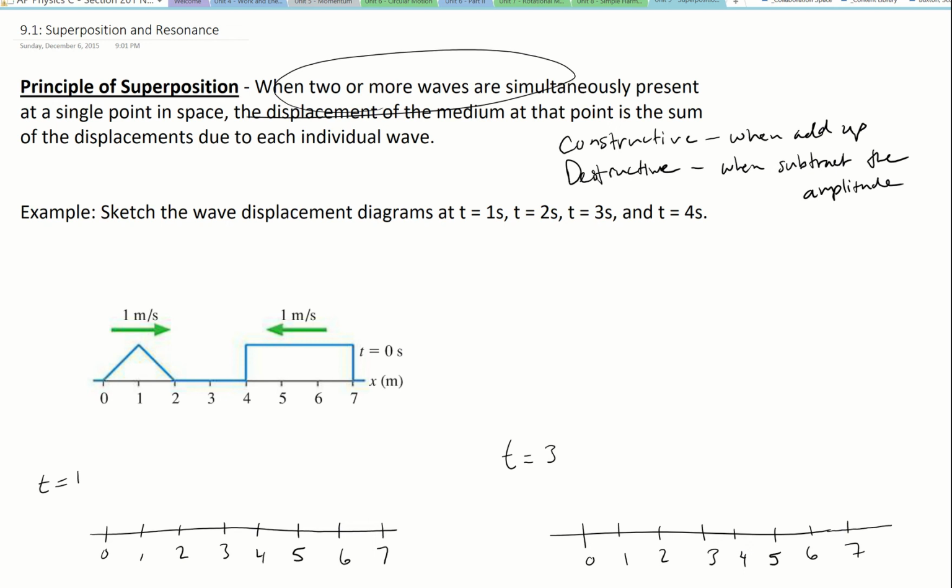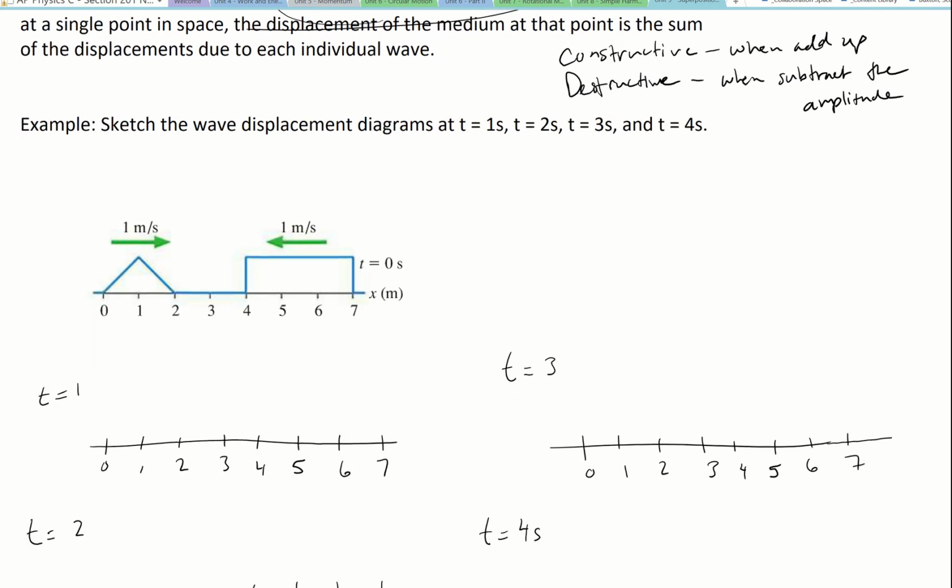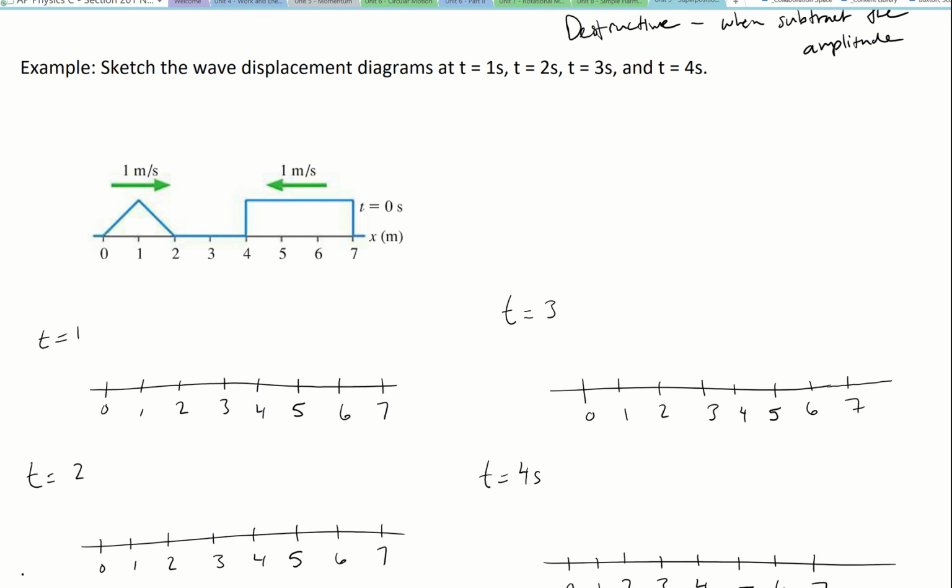But anyway, a relatively simple example of this would be, if I want to find out what the superposition is, it says sketch the wave displacement diagrams at 1 second, 2 seconds, 3 seconds, 4 seconds. So they're giving us the initial diagram. Notice that this is at 0 seconds. Notice also that the two waves are moving towards one another. So we're just going to draw these diagrams after time has passed, as snapshots of what's happening from there.